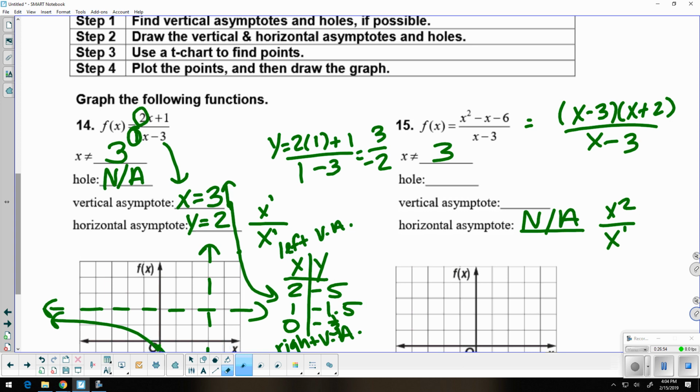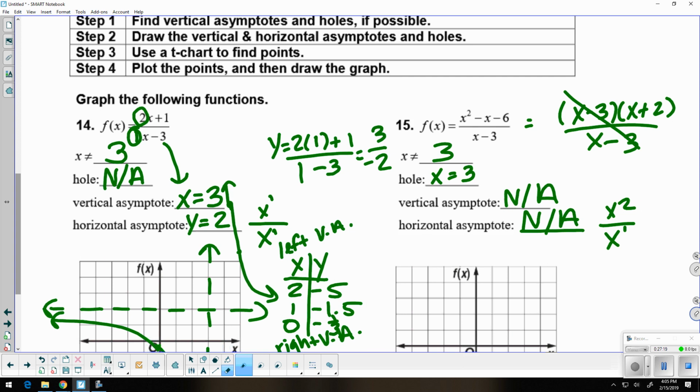Is there a hole in this graph? Yes. X minus 3's cancel. So at the undefined value of x equals 3, that's going to be my hole. Okay, from here now, is there a vertical asymptote? Is there anything left in my denominator? I don't see anything. So there's actually not a vertical either. Okay, so there are no boundary lines. It's not like the last one. There's no boundaries. So what am I graphing exactly?